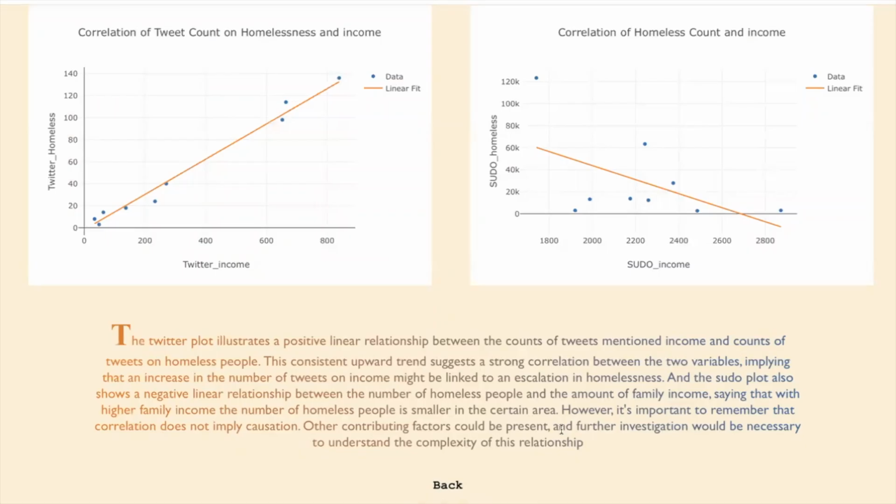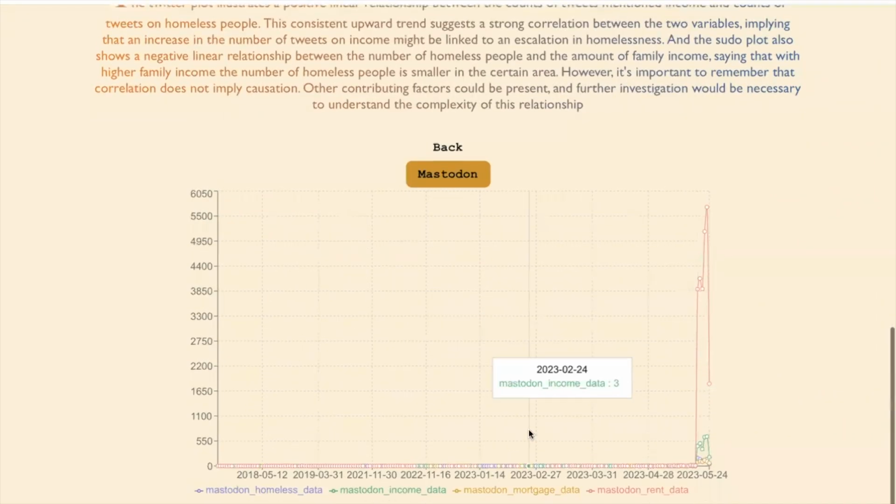And we use the same approach for the Mastodon button. When the button is clicked, it will fetch data from the Mastodon APIs. Then we can get homeless, rental, income, and mortgage data to create line charts.